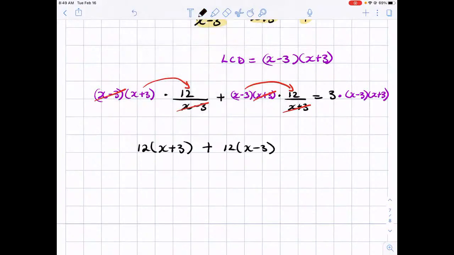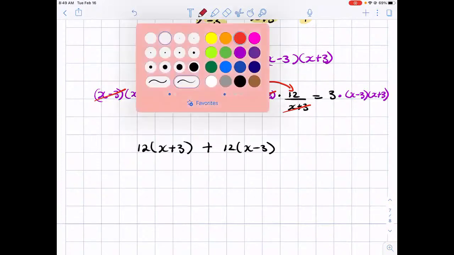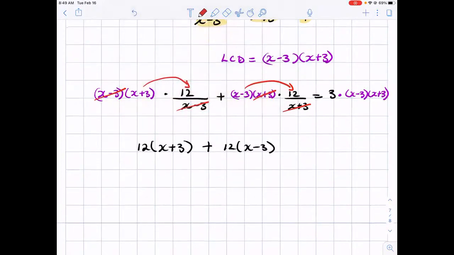And over here, we just multiply these out, right? Because 3 over 1 is 3 over 1, so it doesn't matter. So we multiply this times this times this, right? Everything has to be multiplied. So that gives me 3 times x minus 3 times x plus 3.